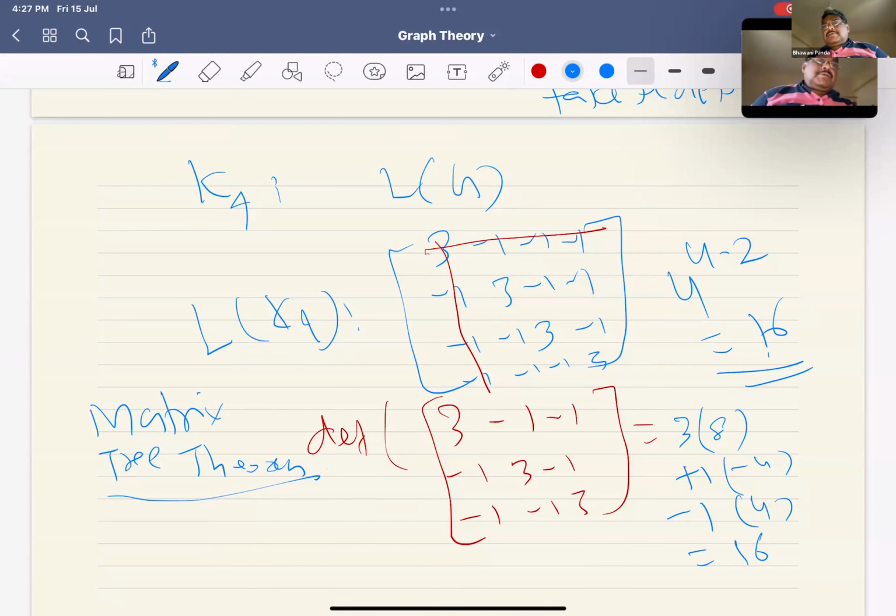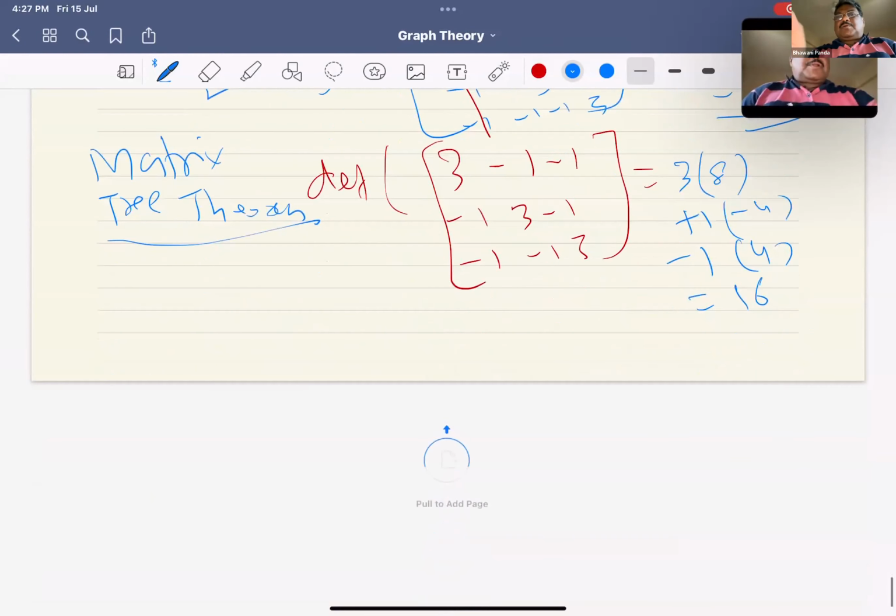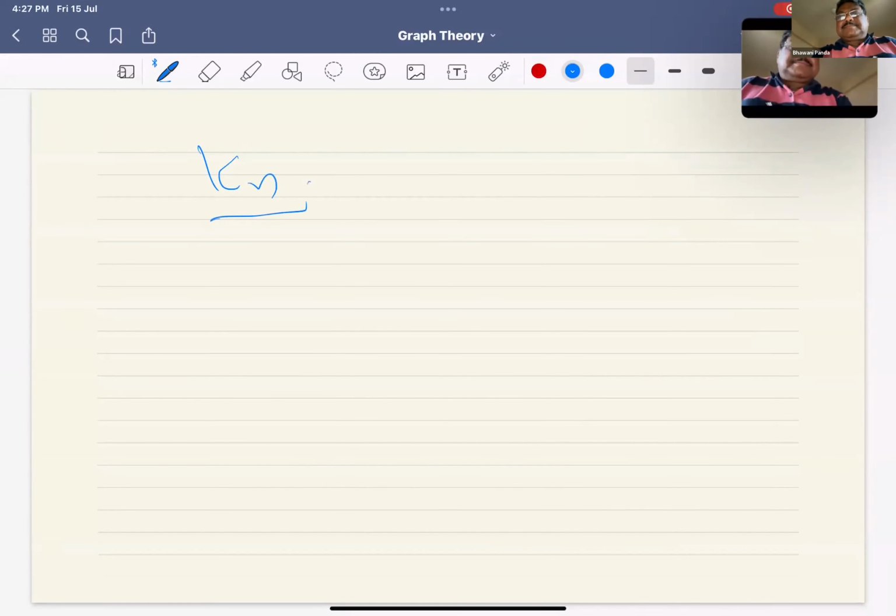Any minor. Yes, any minor of size n minus 1 by n minus 1. And this is true for any graph, including the complete graph. For the complete graph, what will happen? Suppose Kn is there. Kn has n raised to power n minus 2 spanning trees.